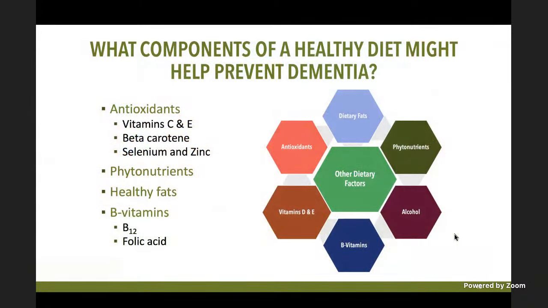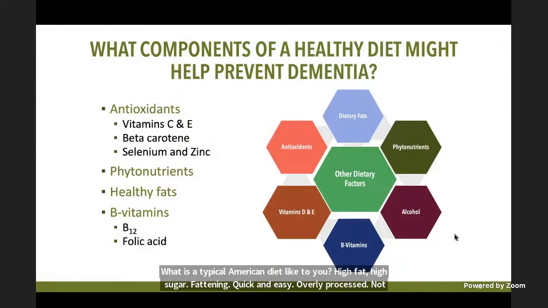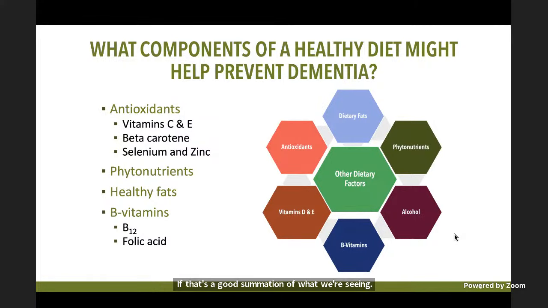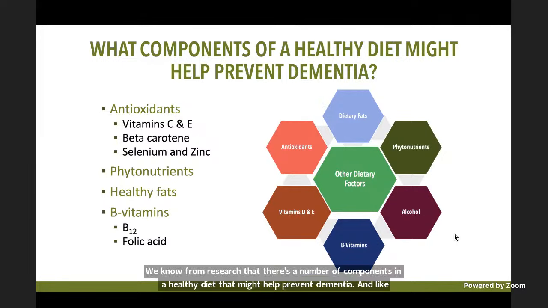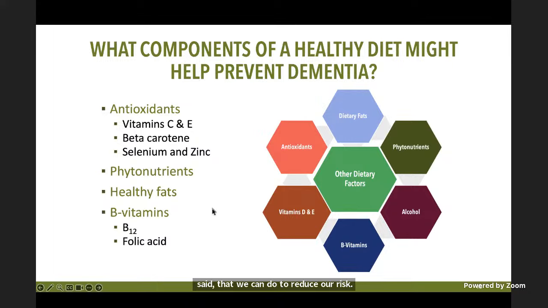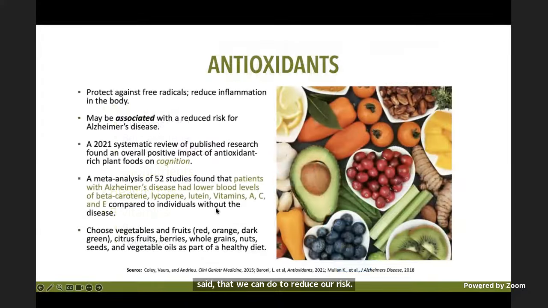Well, we know from research that there's a number of components in a healthy diet that might help prevent dementia. And like Andy said, I don't want you to leave this webinar thinking, well, if I eat more antioxidants, I won't get Alzheimer's or some of the other forms of dementia. We can't guarantee that. But there's a lot of things, as he said, that we can do to reduce our risk. Researchers are looking at things like antioxidants, phytonutrients, healthy fats, and even certain B vitamins and the roles that they may play.